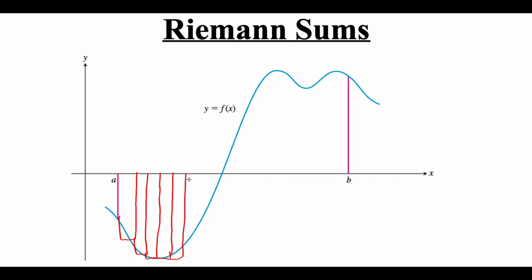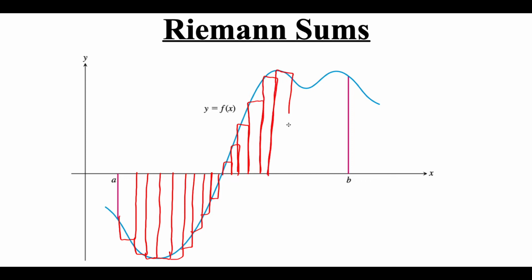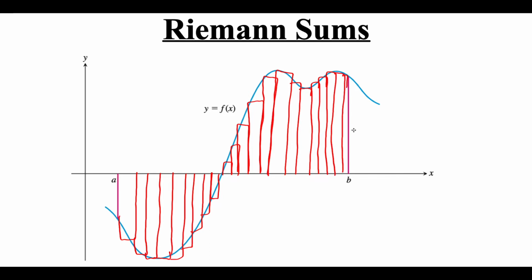Now, the thing about these intervals is they don't need to be of equal widths. Some of our rectangles could be wide, some of our rectangles could be narrow, but we're trying to break this up into a whole bunch of different rectangles so that we can find the area of each rectangle and then add all of those areas together using that Riemann sum method to help us calculate what the area underneath this curve is.